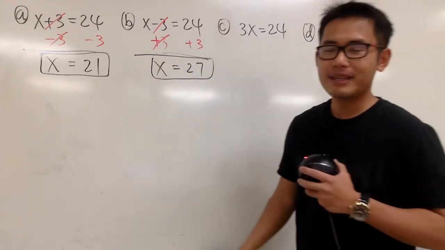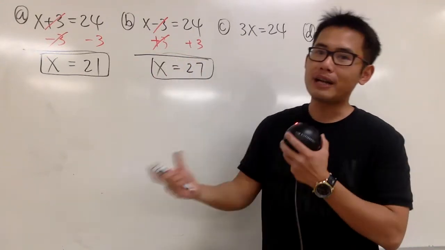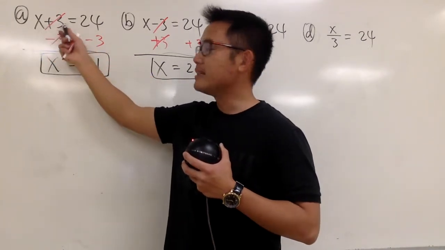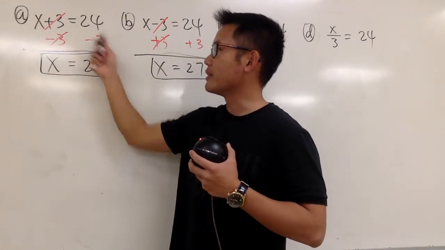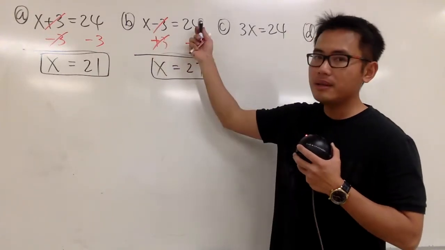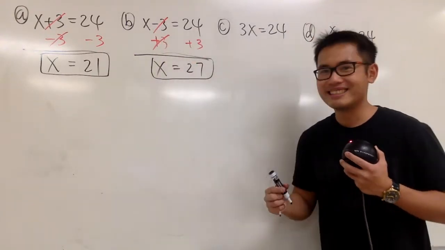Just like this. So adding and subtracting, they go back to back. If you are solving an equation, when you have the adding situation, you have to subtract the number on both sides. Similarly, when you have subtraction already, you have to add the number on both sides.